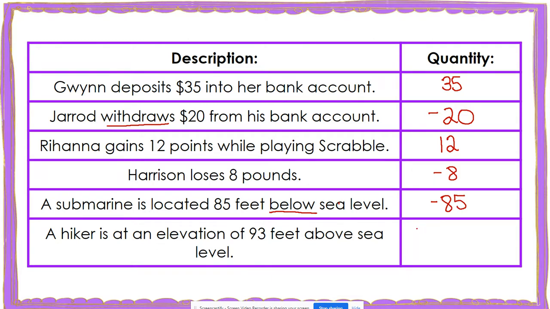A hiker is at an elevation of 93 feet above sea level. Since 0 is the elevation of sea level, and the hiker is 93 feet above sea level, that means that they are greater than 0, which means this is a positive 93.